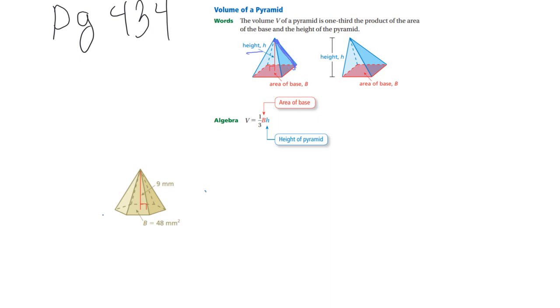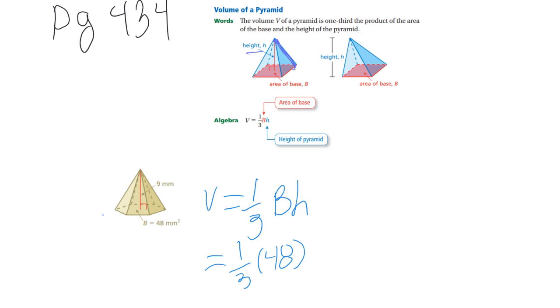So we know that our volume is going to equal 1/3 times the area of the base times our height. So that's 1/3 times the area of our base here, which was 48 millimeters squared. And the height of our pyramid is 9 millimeters. We go ahead and multiply that. We should get 144. And remember, this is volume, so we're going to have cubed units. So millimeters cubed. All right? So now I'm going to let you try some.